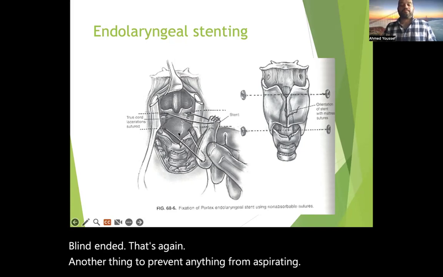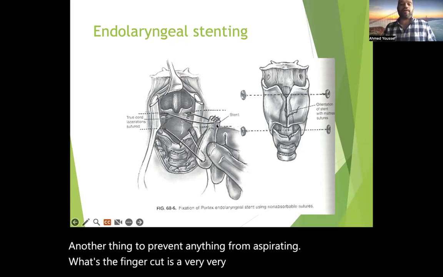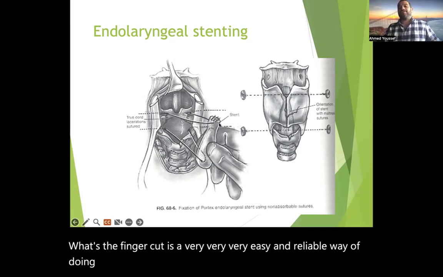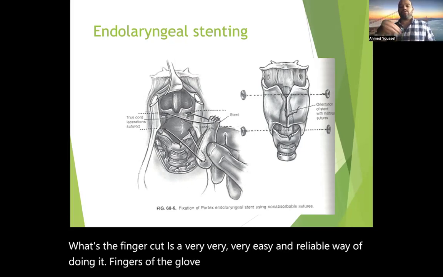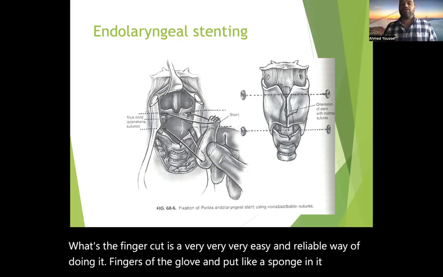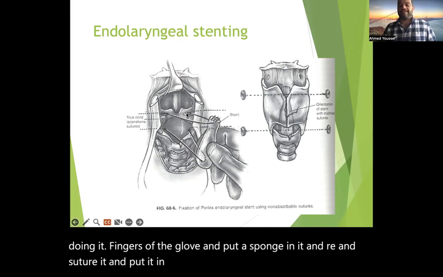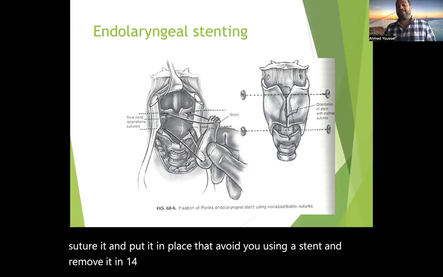But the finger cut is a very, very easy and reliable way of doing it. Take the finger of the glove, put a sponge in it, suture it and put it in place. That avoids using a stent, and you remove it in 14 days. And the patient should have a trach for this period of time.